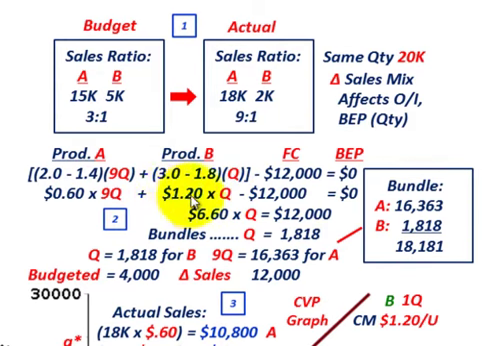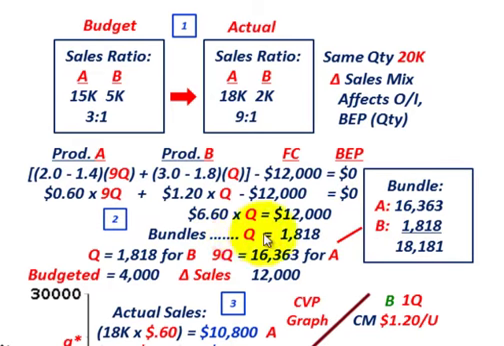So looking at our total contribution for both products based on that new sales ratio, we come up with $6.60 for both of those products as our contribution margin times Q. That's going to have to equal those fixed costs. We move the fixed costs over to this side of the equation. So we come up with Q by dividing 660 into 12,000. We're going to come up with what we call bundles, or Q is 1,818 units. That's what we call that bundle, or a grouping between A and B.